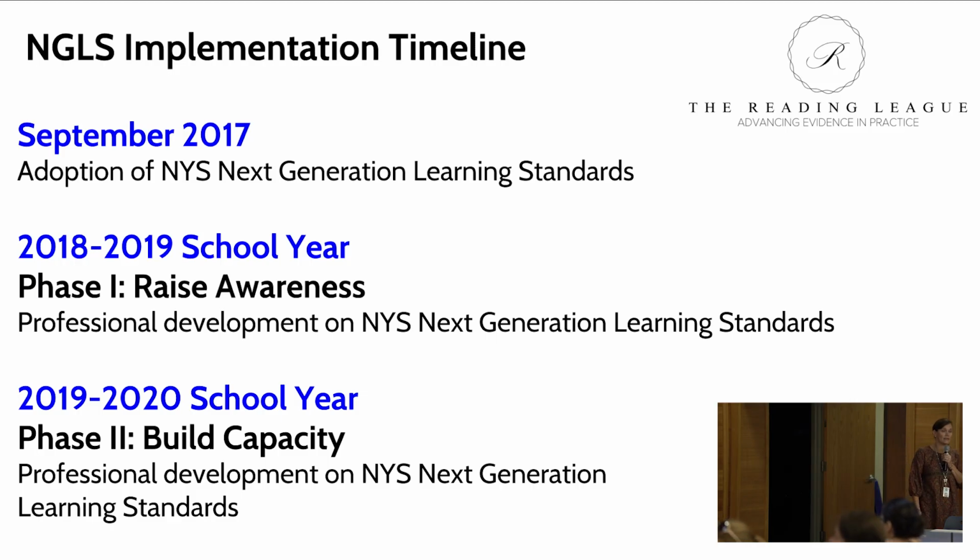So let's look at the timeline that we have for the Next Generation Learning Standards. They were adopted in September of 2017. For this coming school year, the 18-19 school year, it is considered phase 1. Phase 1 is to raise awareness. They call it awareness building.